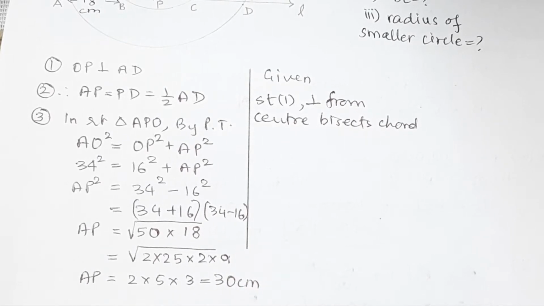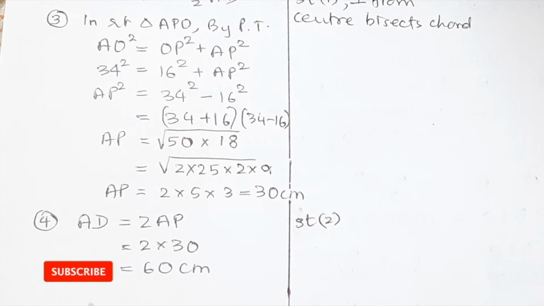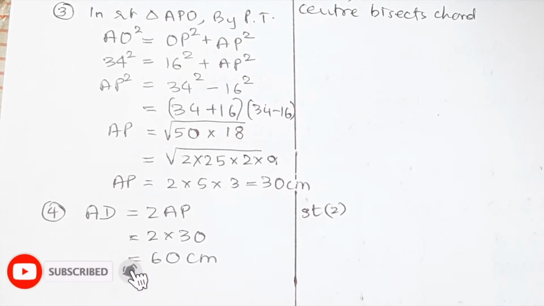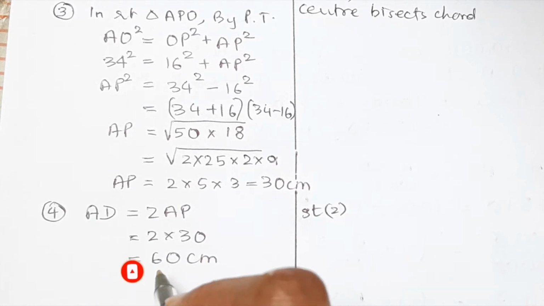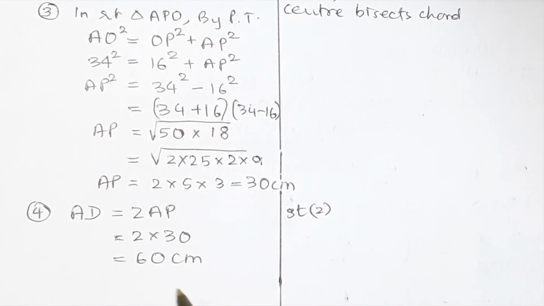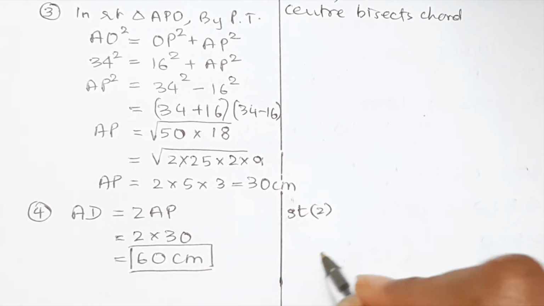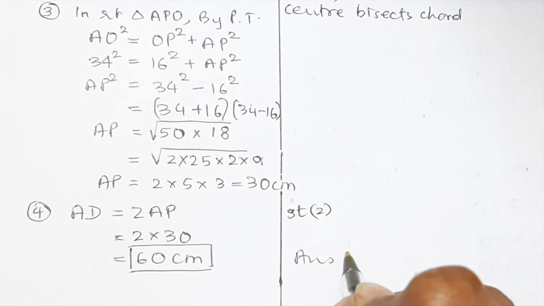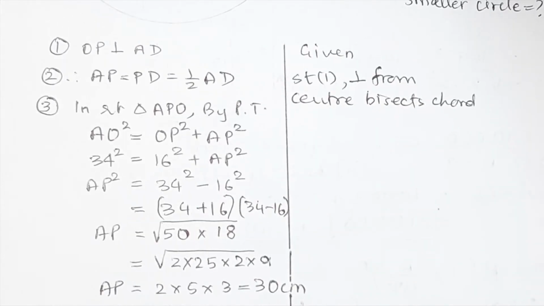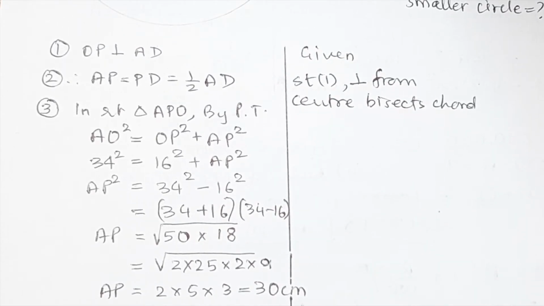Now we are asked to find AD. So you will say statement number 4. So your AD is going to be equal to twice AP. Statement number 2. So AP is half AD. So AD becomes twice of that. So 2 into 30, which is equal to 60 centimeter. And that is our answer 1. Now the second part says BC equal to how much?